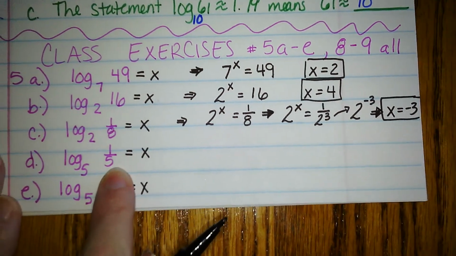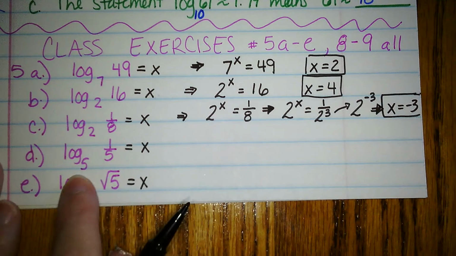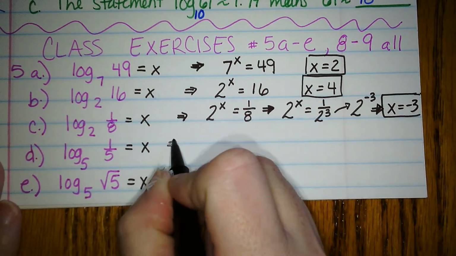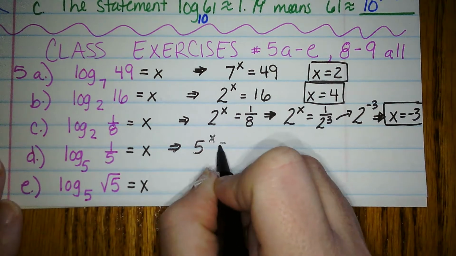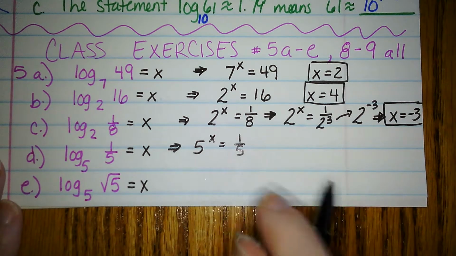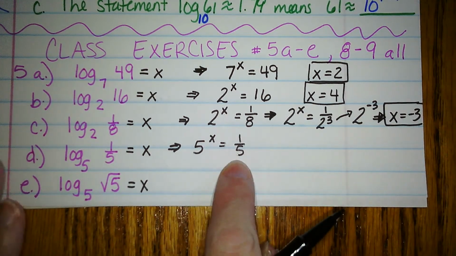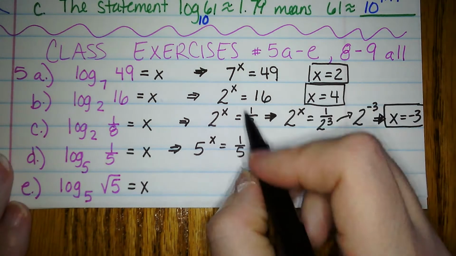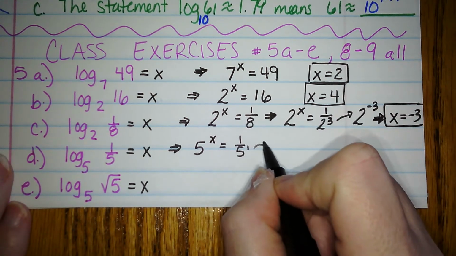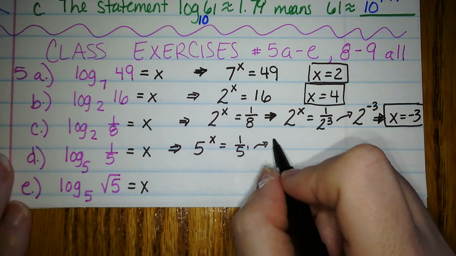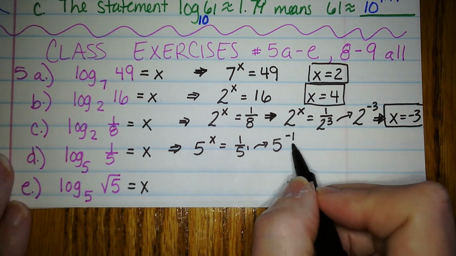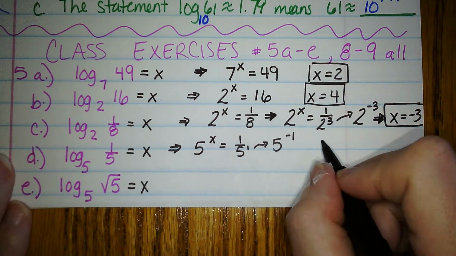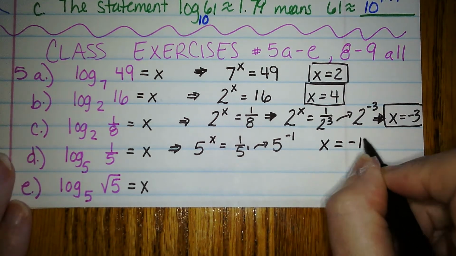Look here, we have another fraction, except this time we have a base of 5. So 5 to the exponent is going to give us 1/5. These are already common bases, but this is really 5 to the 1st, which goes in the denominator. So that's 5 to the negative 1 as an exponent in the numerator. So x has to be negative 1.